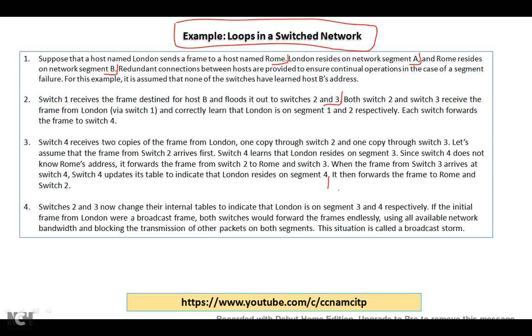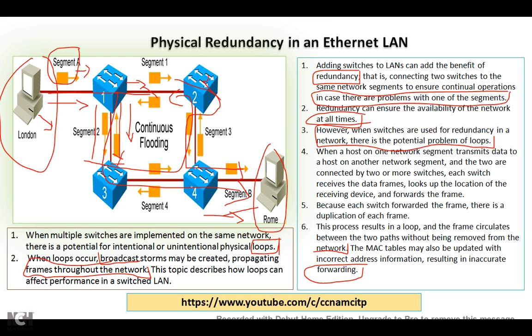So as I told you, this switch doesn't know where it has to go, so it has flooded, or it has broadcast to all the ports. So it is going to switch 2 as well as switch 3, whichever data is coming from here. The data which is coming from 2 is going to 3 as well as segment B, and the data or frame which is coming from 3 is going to switch 2 as well as segment B or ROM.